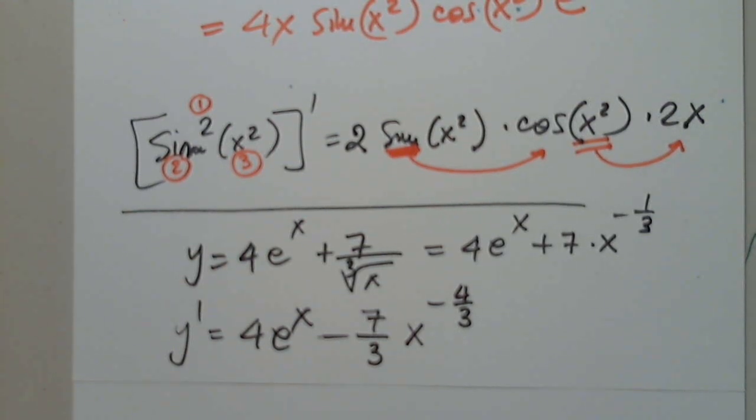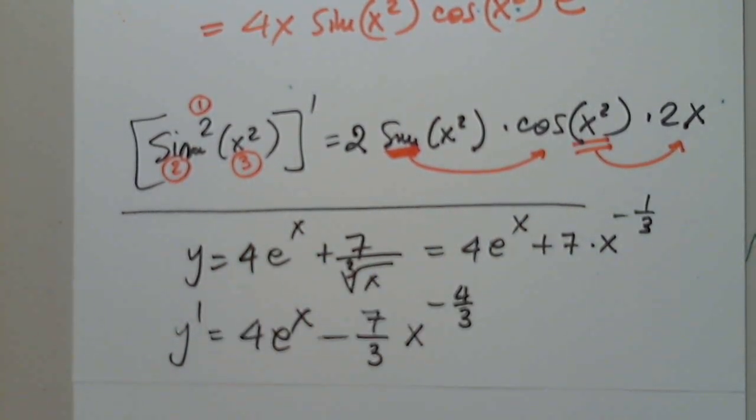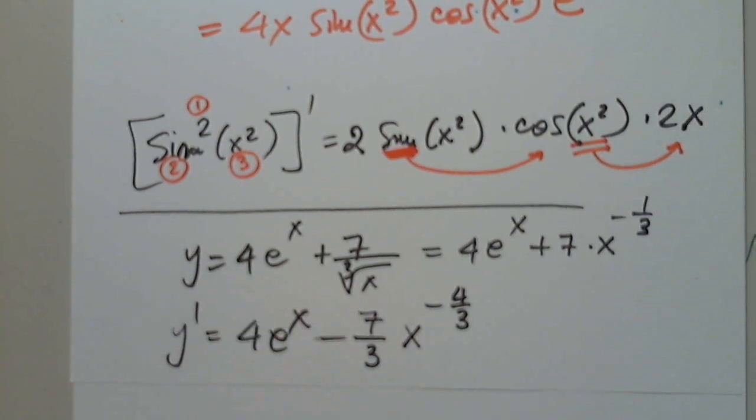I was struggling because the 4 and the 7 both appear to be coefficients. But they are two different functions. This is one function plus another function. 4 and 7 have nothing to do with each other. Right, but the 7 gets multiplied by the power of negative 1/3, because this is a different rule than this. This is the power rule, and this is just simply differentiating e to the x, which is e to the x.